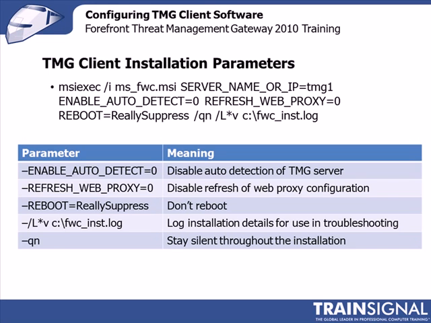Then if you want to log all the installation details, you use that slightly convoluted /L*V /fwc_inst.log or whatever file path you want to save the log to. And /qn will make the installer stay silent throughout the installation. Now this would be a little bit different than the process we went through because we did do some automatic detection stuff, but I thought it was important to show you the installation parameters in case you wanted to do this in your own environment.